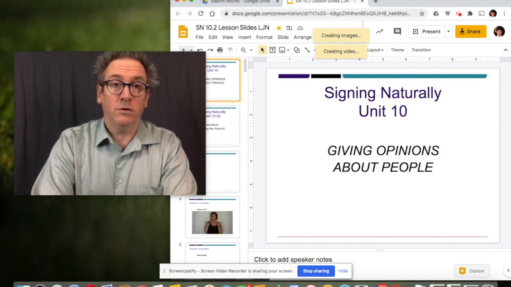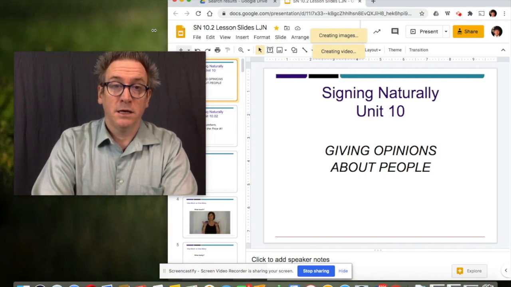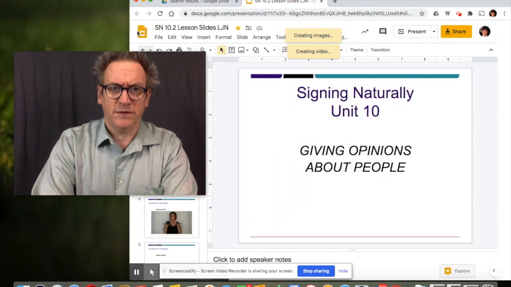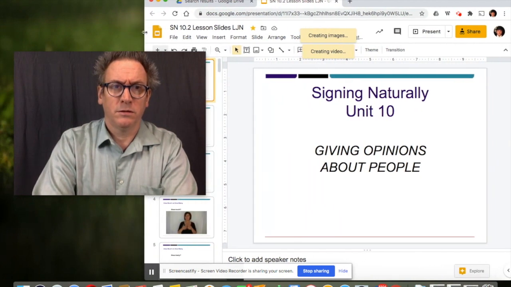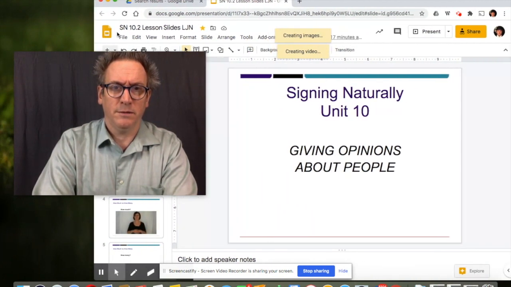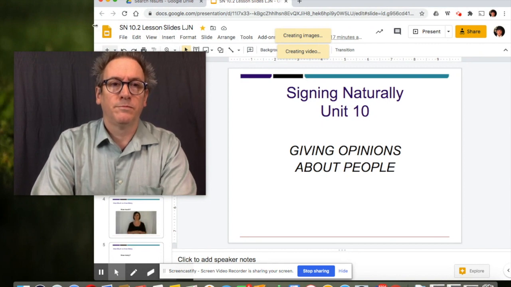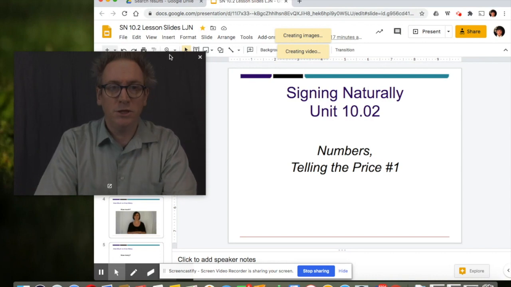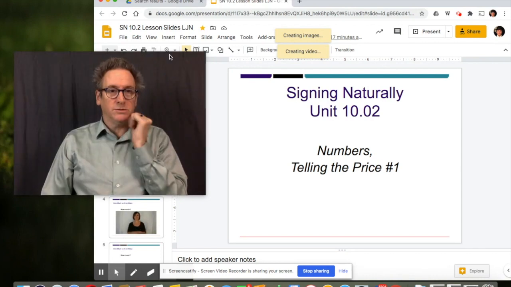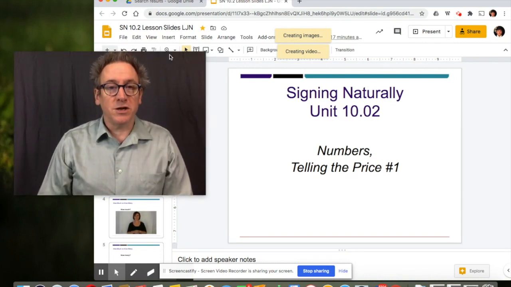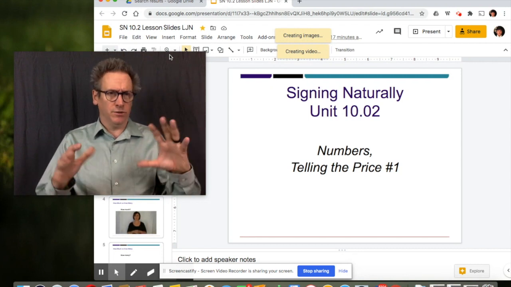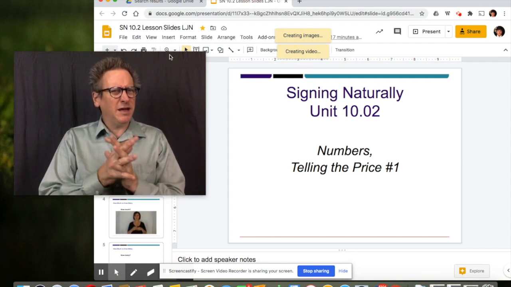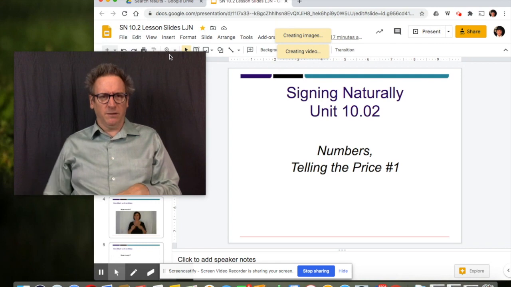Okay, here we go. We're going to be looking at Unit 10. Let me try to see if I can make this a little bit bigger. Okay. We're going to be looking at Unit 10, Section 2, and it's about numbers and telling the price of things. So I think in ASL 1, we've done a little bit of this, but not much.